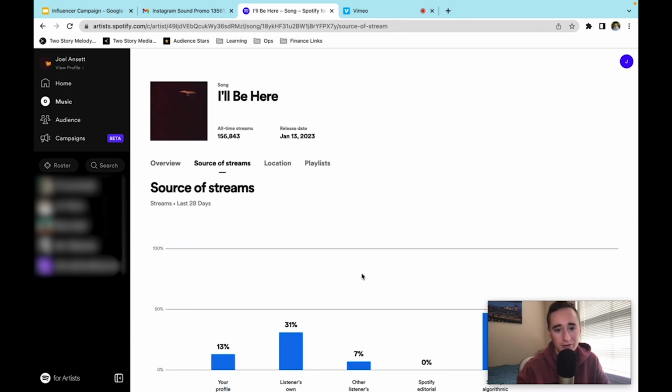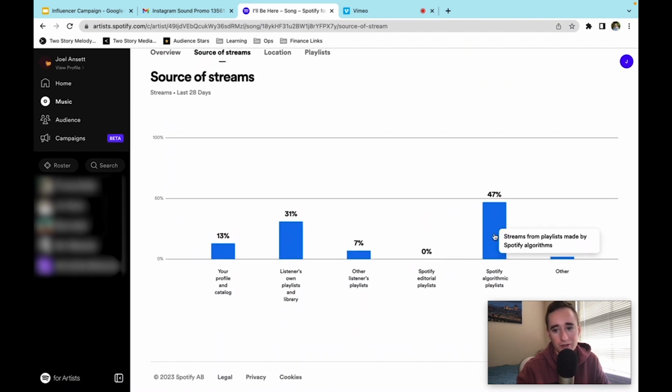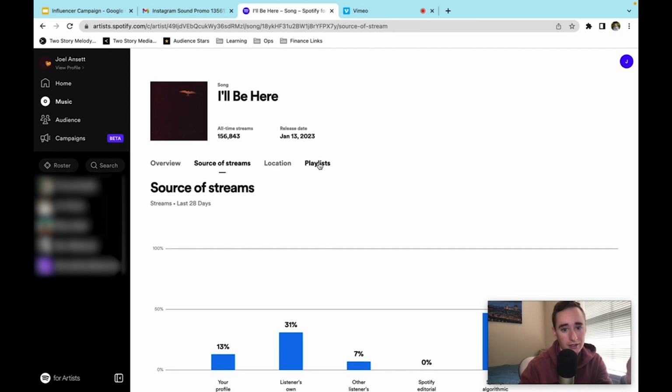And if you look at source of streams, the vast majority of the streams are coming from algorithmic playlists. Presumably, if these were effective, they would be from your profile and catalog, because they would find it on Instagram, then go to Spotify and search for the song and listen to it. But we're not getting a ton of those, which is pretty usual. You can just see they weren't having a direct impact on Spotify.